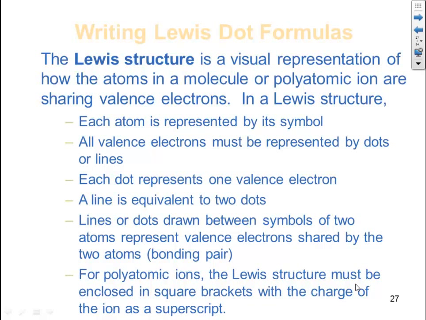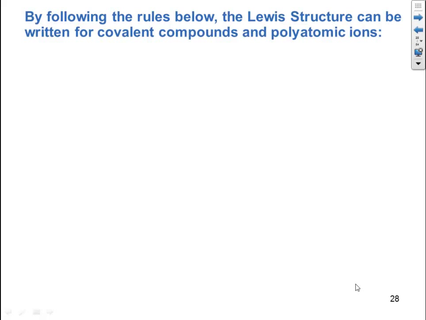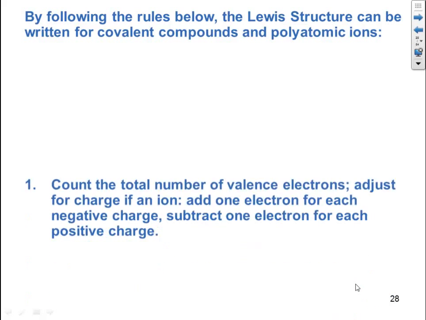For polyatomic ions, the Lewis structure must be enclosed in square brackets with the charge of the ion as a superscript. By following the rules below, the Lewis structure can be written for covalent compounds and polyatomic ions.